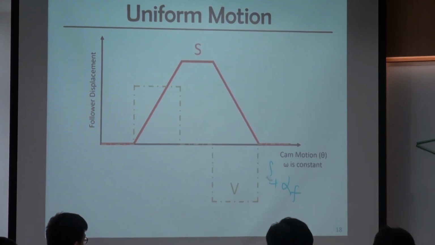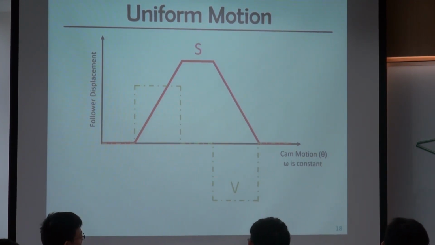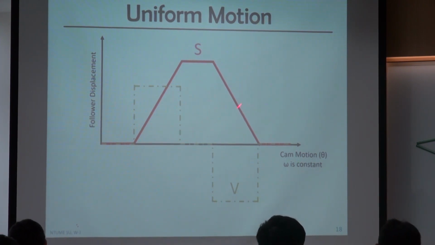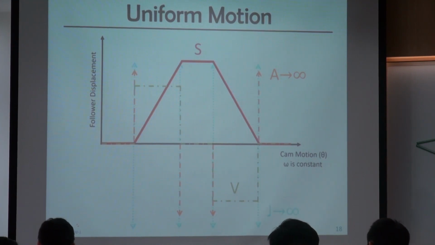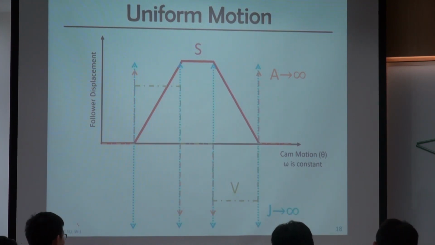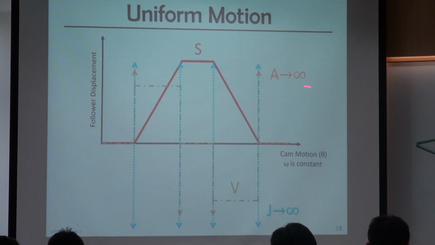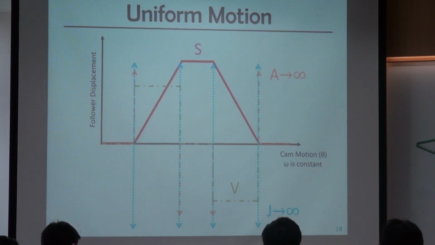So for the following example, I will only show you the rising part, but you will use similar logic to find the fallen part because they are very similar. So for this uniform motion, I found it's not good because we will get infinite acceleration and also infinite jerk. So this is not good. And so we would like to use another curve to prevent acceleration reaching infinity.